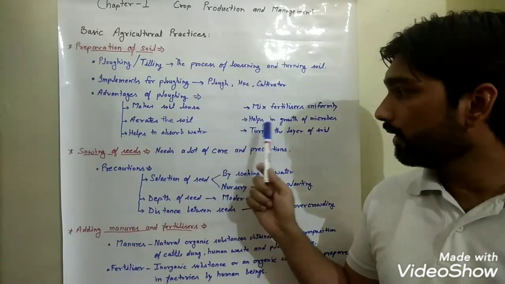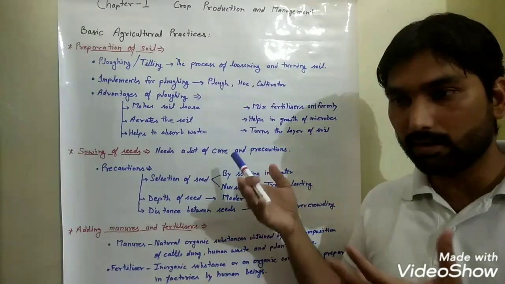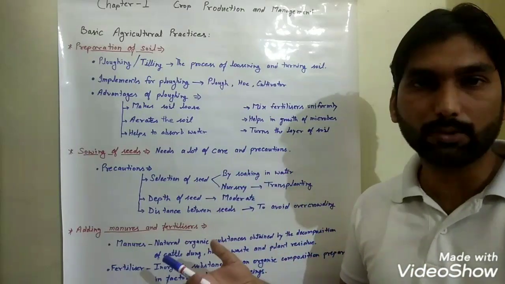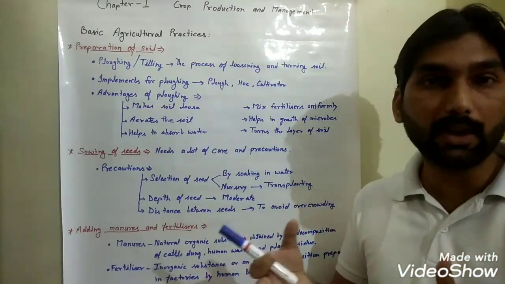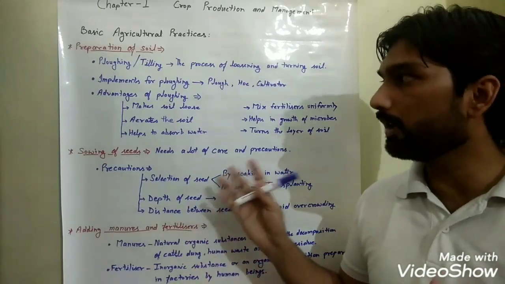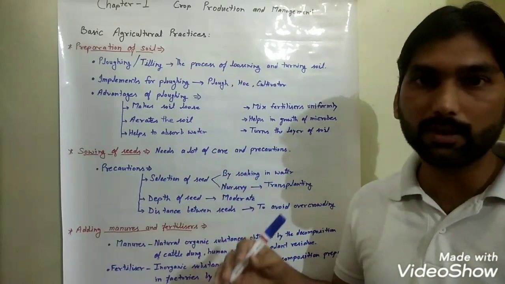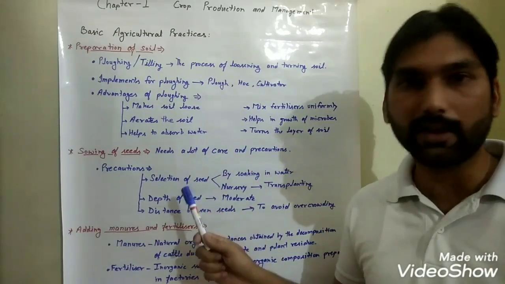Plowing also turns the layer of soil, meaning the lower, fertile soil will come up and the upper layer of the soil will go down. So for these advantages of plowing, our farmers practice this before the sowing of seed.